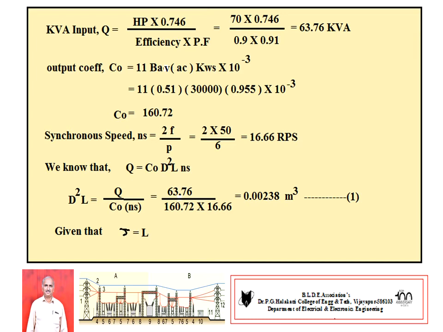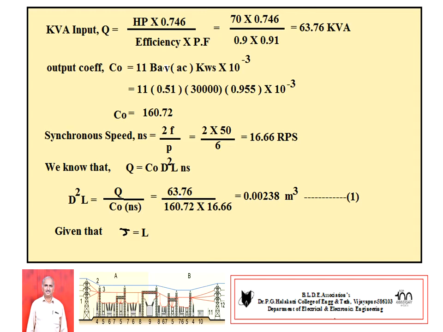After calculating all three parameters, you can go to the output equation. Output equation: Q equals C0 d square L into ns. Therefore, our main intention is to calculate d square L, the volume of materials. So d square L equals Q divided by C0 into ns. Substitute the values and you get equation 1.